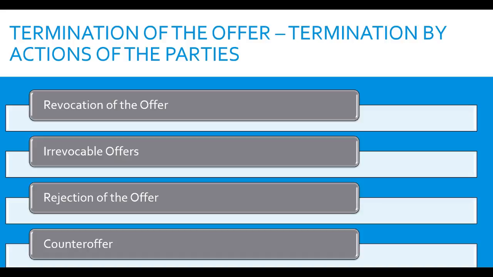Irrevocable offers: detrimental reliance on an offer by the offeree can make the offer irrevocable. Another form of irrevocable offer is an option contract, which is created when an offeror promises to hold an offer open for a specific period of time in return for a payment by the offeree.